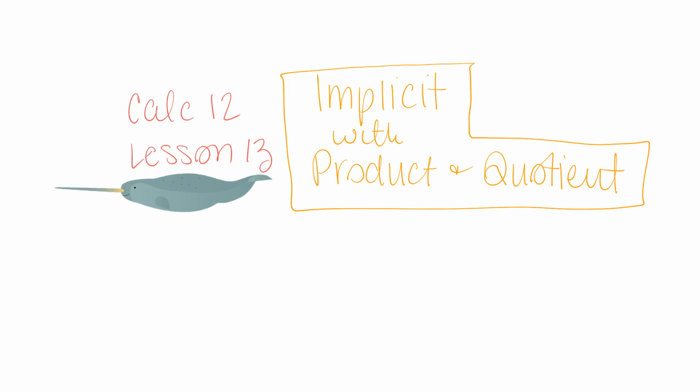Okay, we're going to look at implicit differentiation, but we're going to throw a wrench in with product and quotient. So brace yourselves and write small because these problems get crazy. Okay, so let's look at this: x squared plus xy plus y squared equals 10.